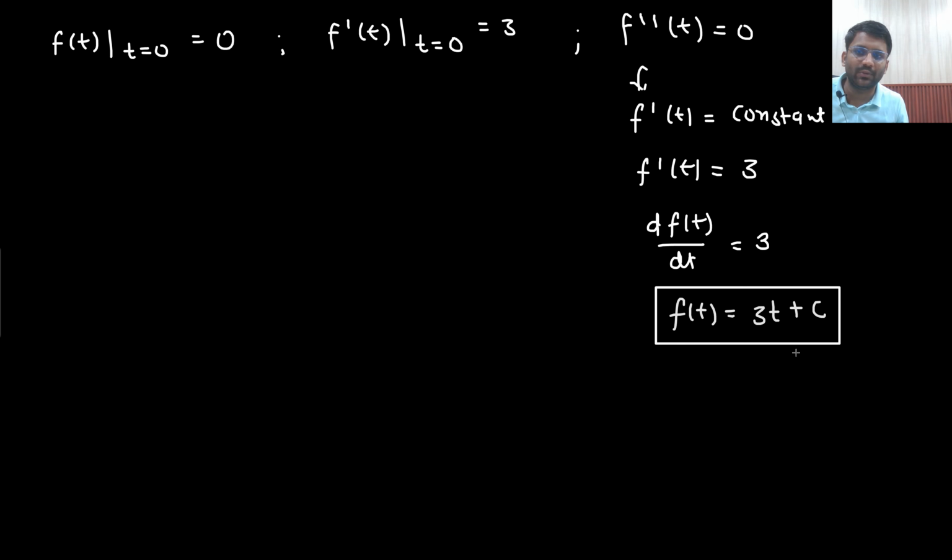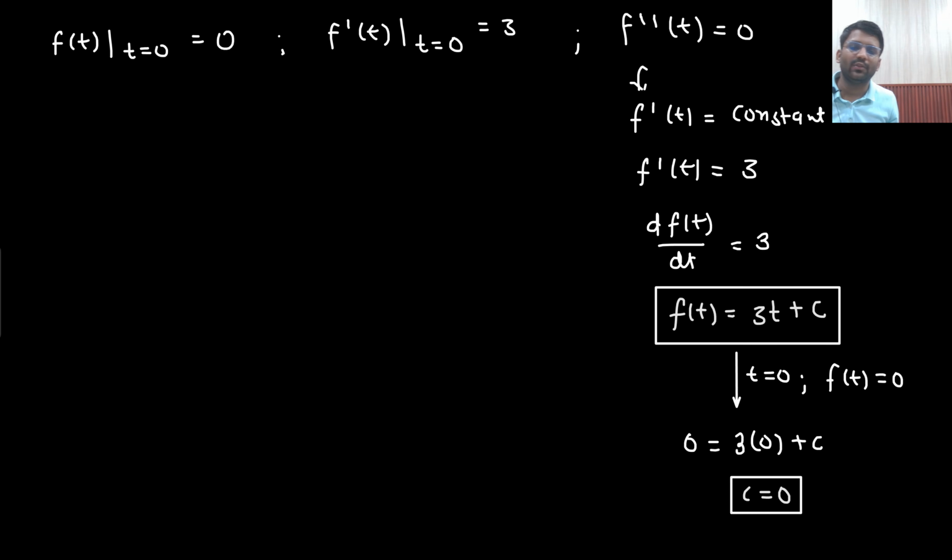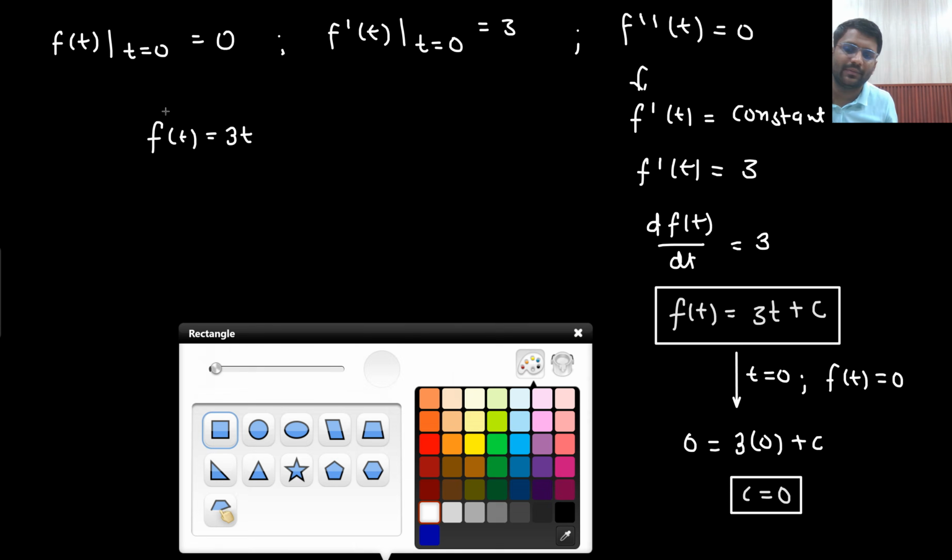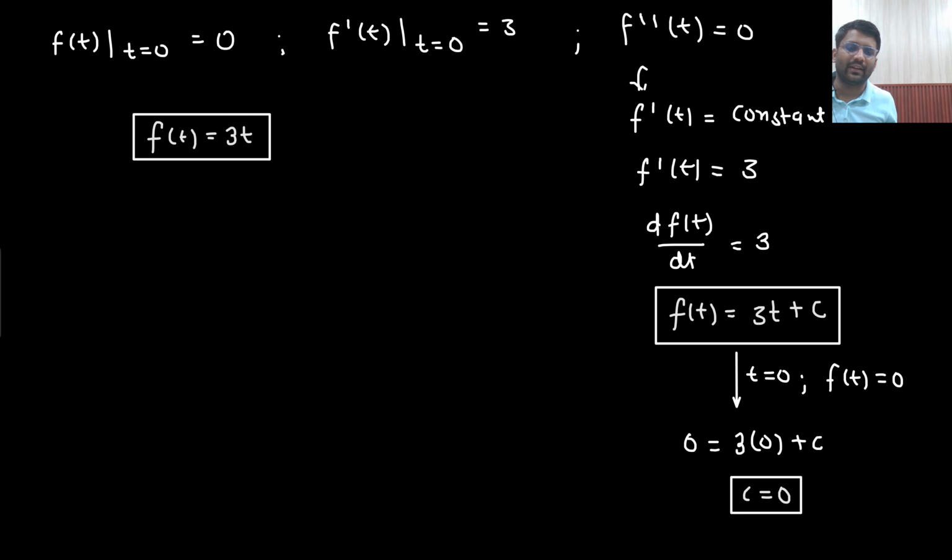Now if I use the initial condition at t equals 0, the value of f of t is also 0. So if I put t equals 0 here, what will I be getting? 0 equals 3 into 0 plus c. So the value of c is also coming out to be 0 only. So from here, what is the value of f of t? F of t is coming out to be 3t. This is the answer that we are getting.